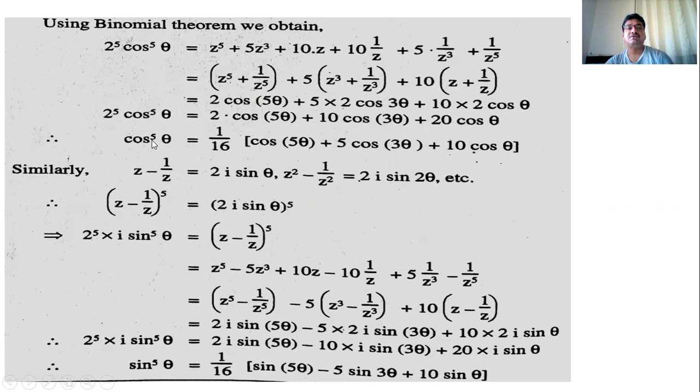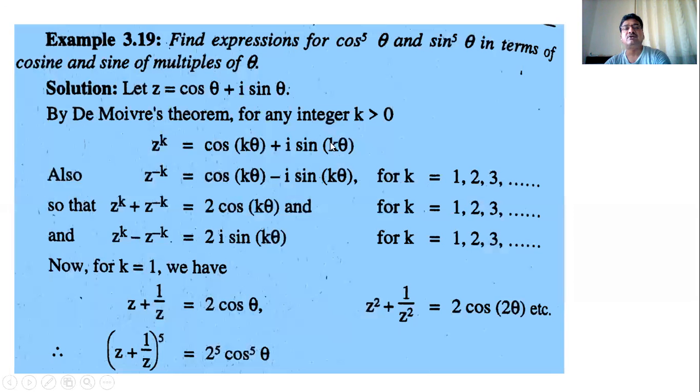So cos^5 θ is what? Then 1 by 16, since 2^5 is actually 32, but take this 2 as common. 2 by 32 is 1 by 16, times cos 5θ plus 5 cos 3θ plus 10 cos θ. Because 2 is common on this side, shift the 2^5, that is 32, to the RHS. Then 2 by 32 is 1 by 16. So this is the answer of this problem, the expression for cos^5 θ.